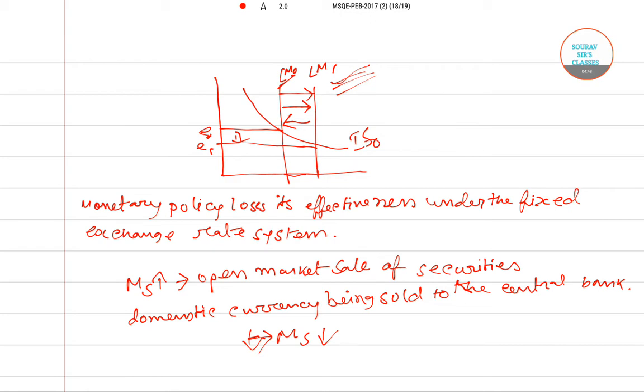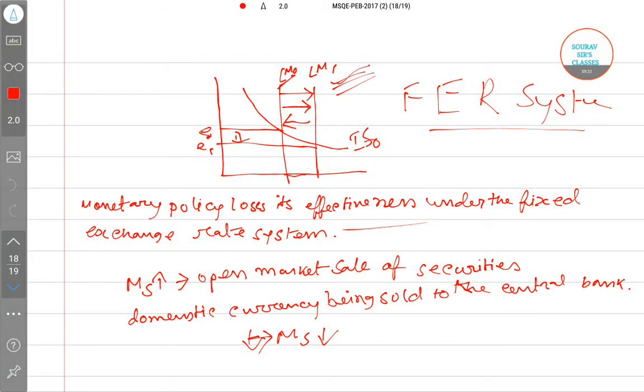Now this will cause the money supply curve to shift back to the original position. Thus, by being committed to maintain the exchange rate at an announced level, the central bank loses its control over the money supply. A country can, however, adopt different types of monetary policy under the fixed exchange rate system. So we have seen under fixed exchange rate system, the monetary policy has become ineffective.